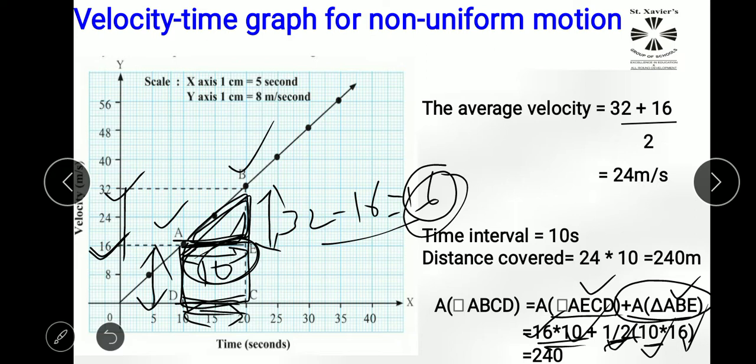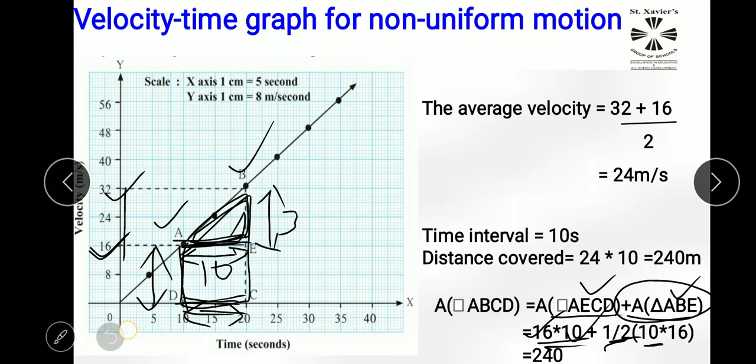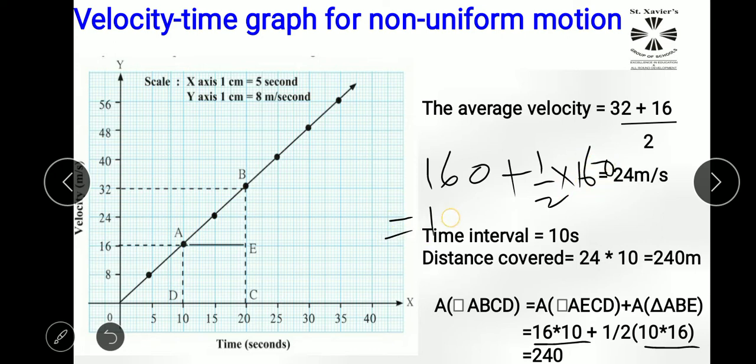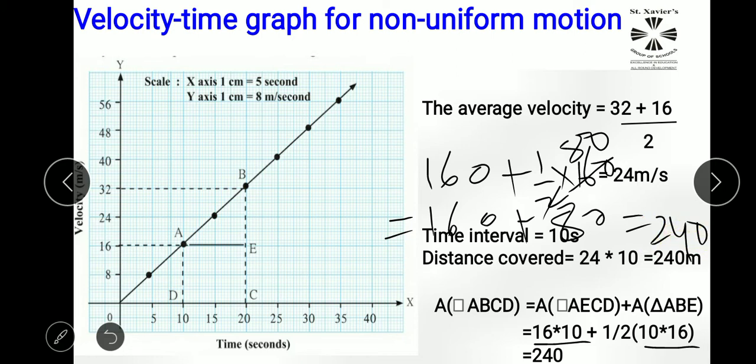When you solve this, 16 into 10 will get 160, students. Here again 16 into 10 is 160, half into 160 is 80. So 160 plus 80, we'll get total 240, students. So this is the answer. We are having answer 240. It was 240, again it is 240.